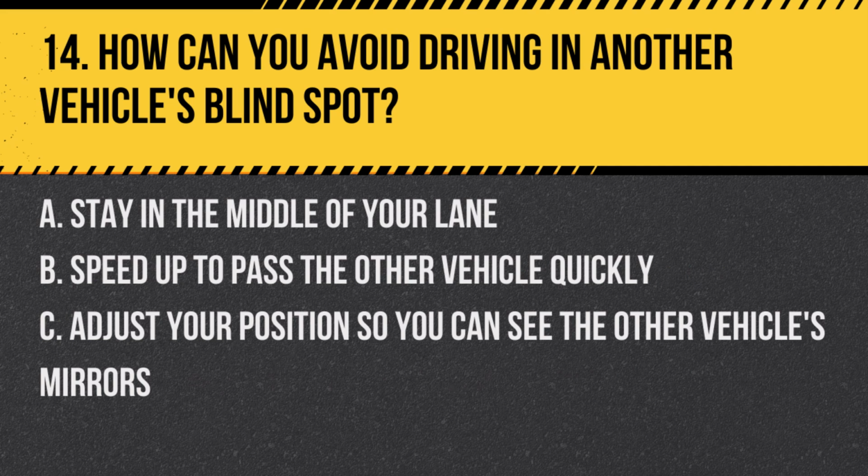Question 14. How can you avoid driving in another vehicle's blind spot? A. Stay in the middle of your lane. B. Speed up to pass the other vehicle quickly. C. Adjust your position so you can see the other vehicle's mirrors. Answer. C. Adjust your position so you can see the other vehicle's mirrors.